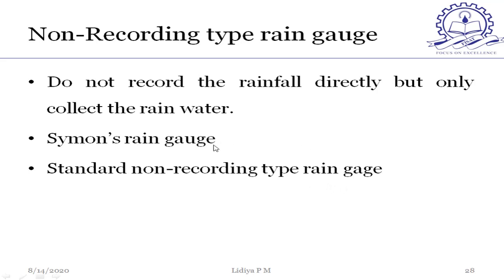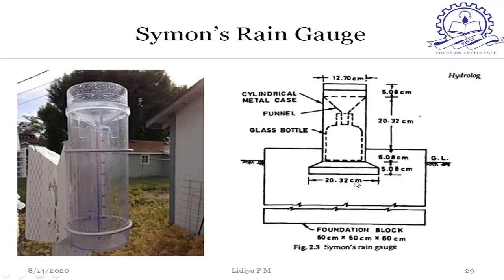Until about 1969 in India, the non-recording type rain gauge extensively used by IMD, that is the Indian Meteorological Department, was Simon's rain gauge. Since 1969, we are using the standard non-recording type rain gauge. So, first we will discuss Simon's rain gauge. It has a cylindrical metal case of internal diameter 12.7 centimeter and an enlarged bottom of diameter 20.32 centimeter.